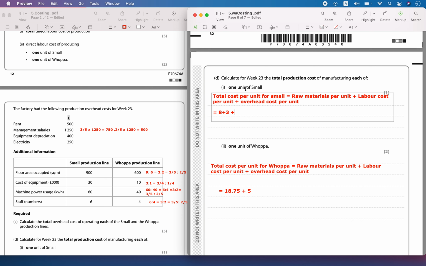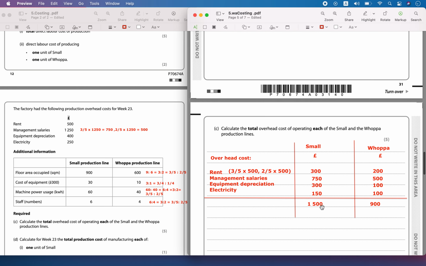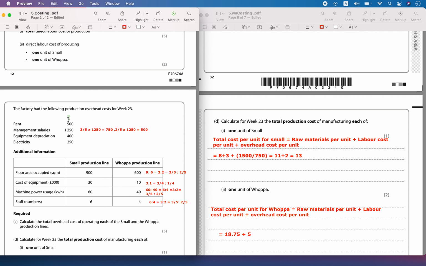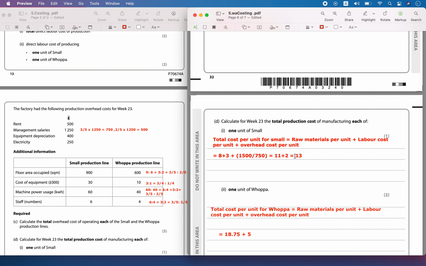And then you have the overhead cost per unit that we have to calculate. We had calculated the total overhead cost, and to get the cost per unit you have to divide it by the number of units produced. So 750 units: 1500 divided by 750 is going to be equal to 2. So 8 plus 3 plus 2 is equal to 13 pounds. So the cost is going to be 13 pounds for the small product.